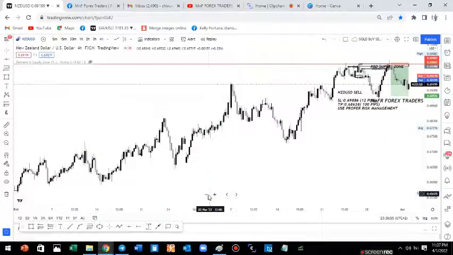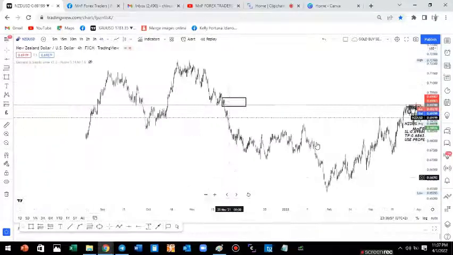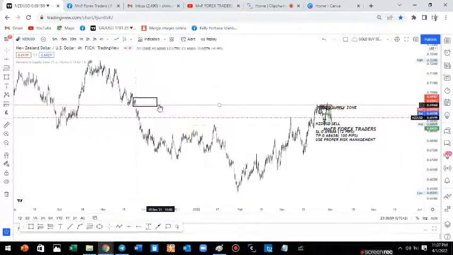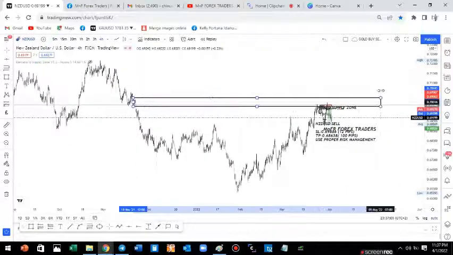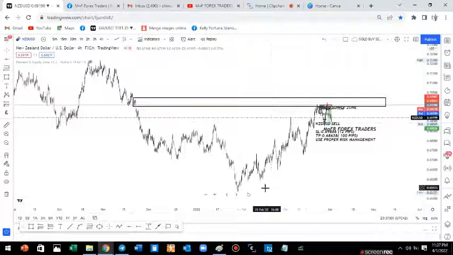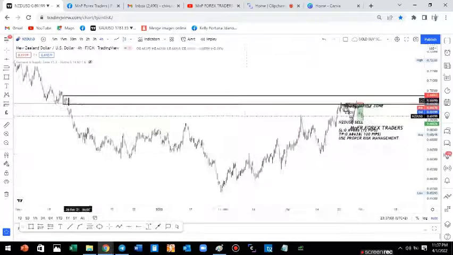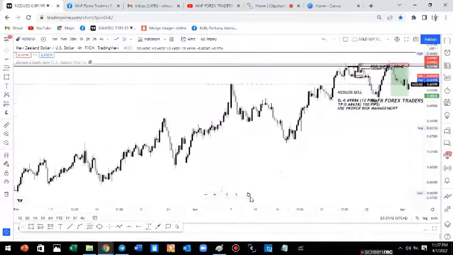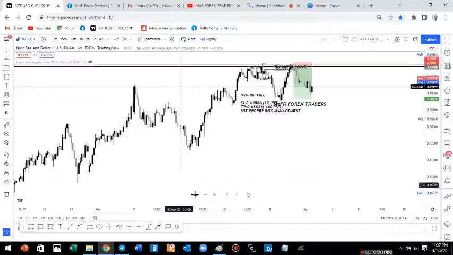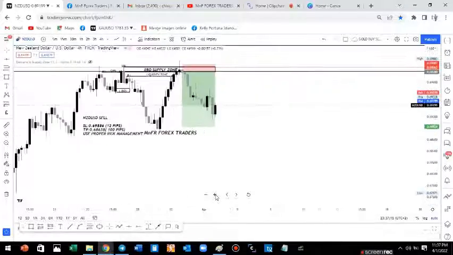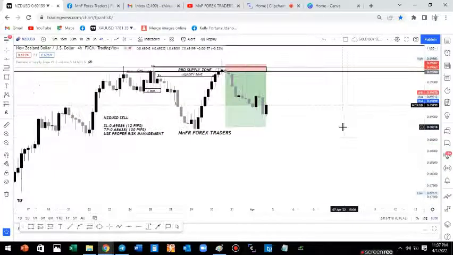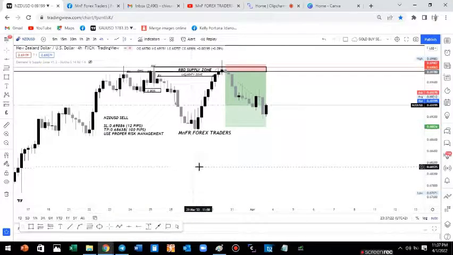Let me just zoom out, and extend this to my right side. You notice that the market literally came to this supply zone right there, and then nicely rejected, and it dropped. I didn't see that. I only saw that after.